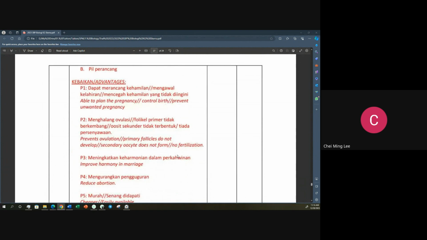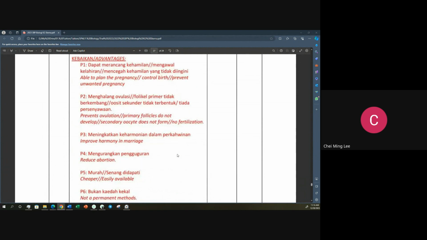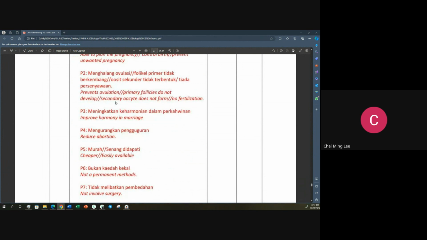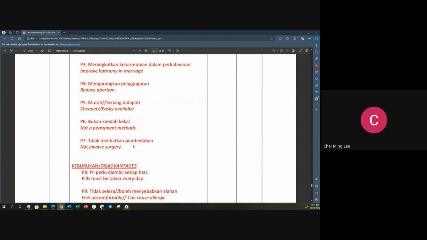Now for contraceptive pills, the advantage is the same, so we can just skip. It prevents the ovulation, or you say primary follicle does not develop, or secondary oocyte does not form, or no fertilization. It can improve the harmony in marriage, reduce the abortion. Cheaper and easily available, not a permanent method, and does not involve surgery.